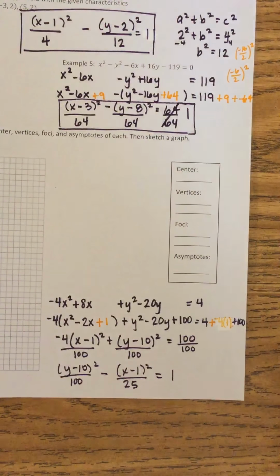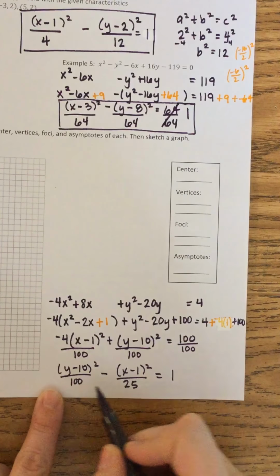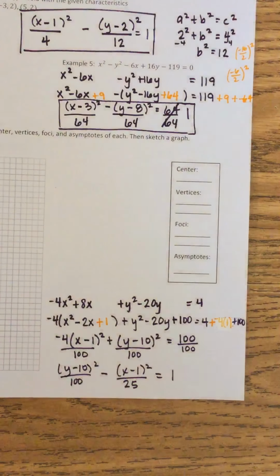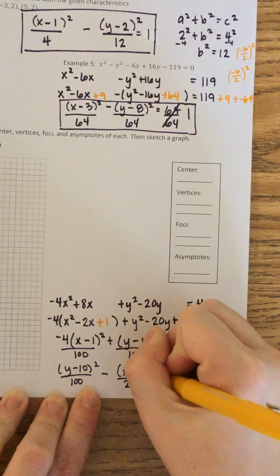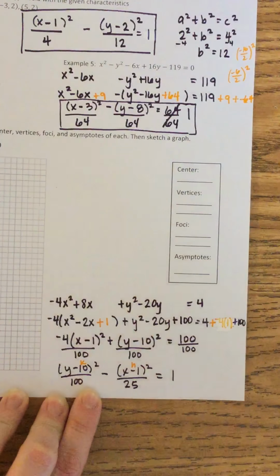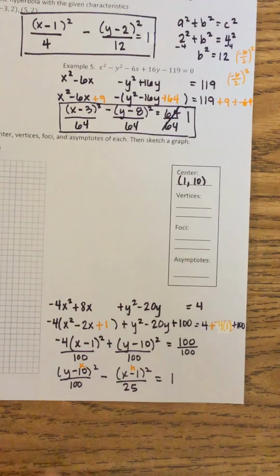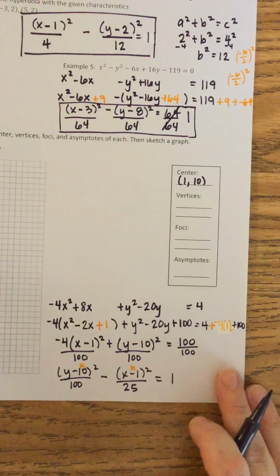So once we have it in this standard form, we're going to look at all of the pieces to help us graph. The first thing to notice is that it is going to be vertical, and the reason it's vertical is because the y comes first, or the x is negative. For the center, remember, h is with x, k is with y, so my center is going to be positive 1, positive 10. We have this big graph because we're using some fairly large numbers.